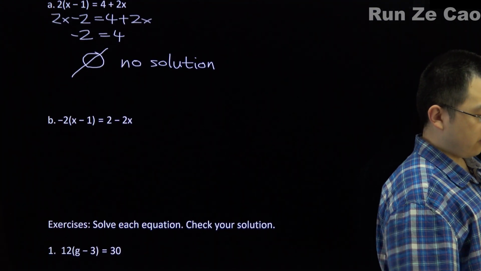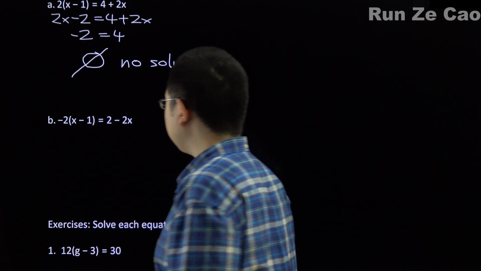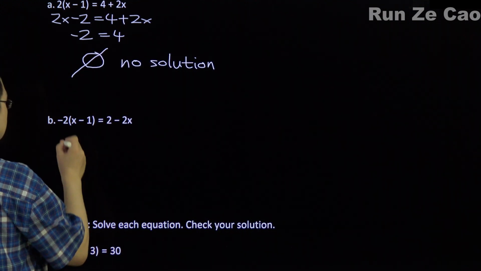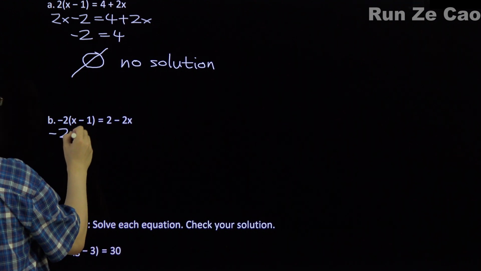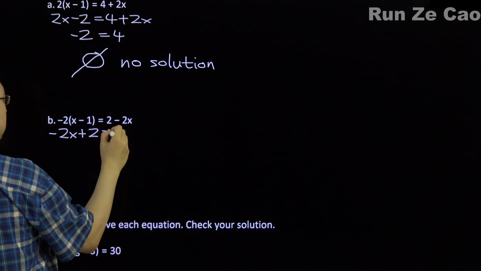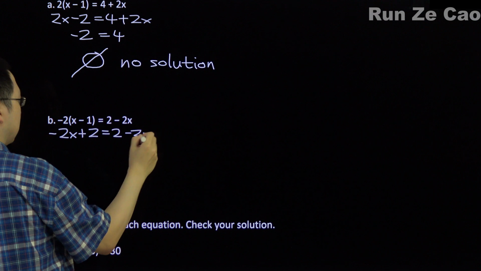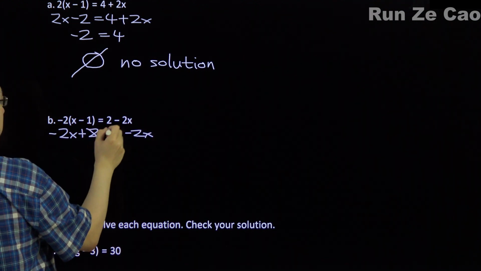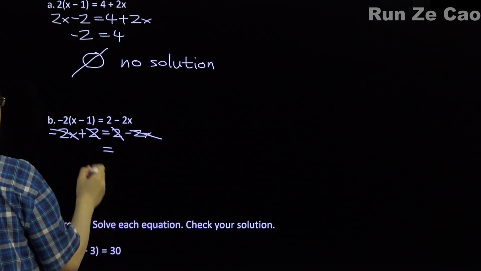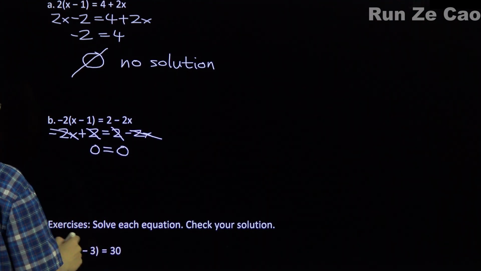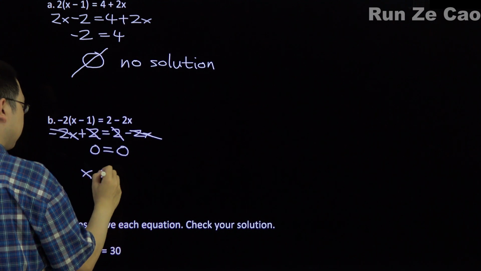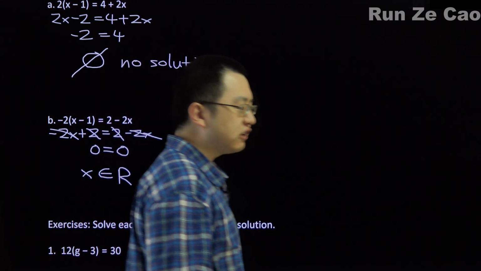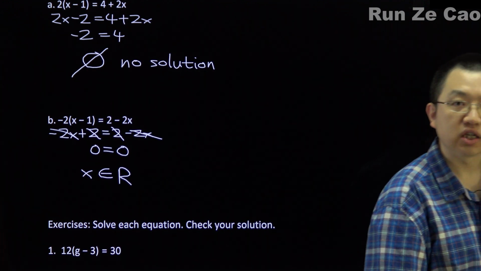Now, negative 2 times x minus 1 is equal to 2 minus 2x. What happens? Oh, you got negative 2x plus 2 is equal to 2 minus 2x. Everything cancels each other here. So 0 equals 0. Thus, x just needs to be an element of the real numbers for this equation to be true. At any value of x, this equation is true.